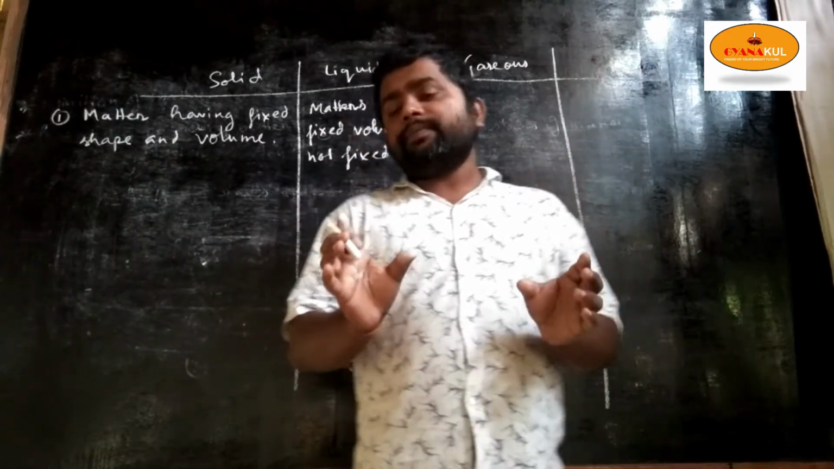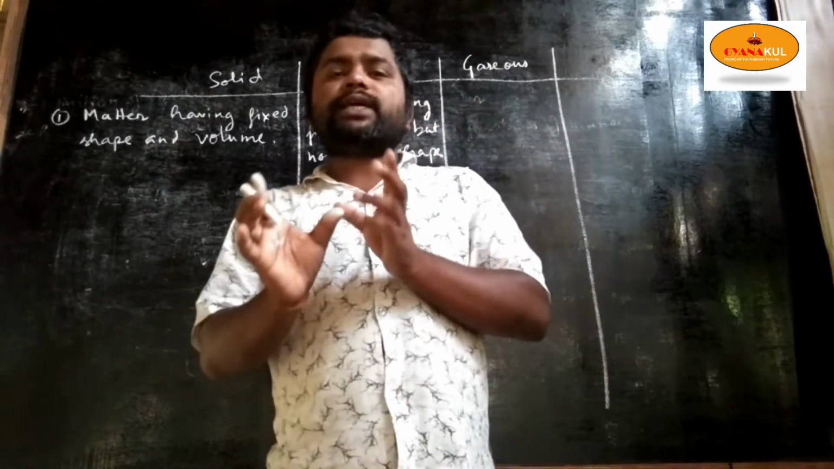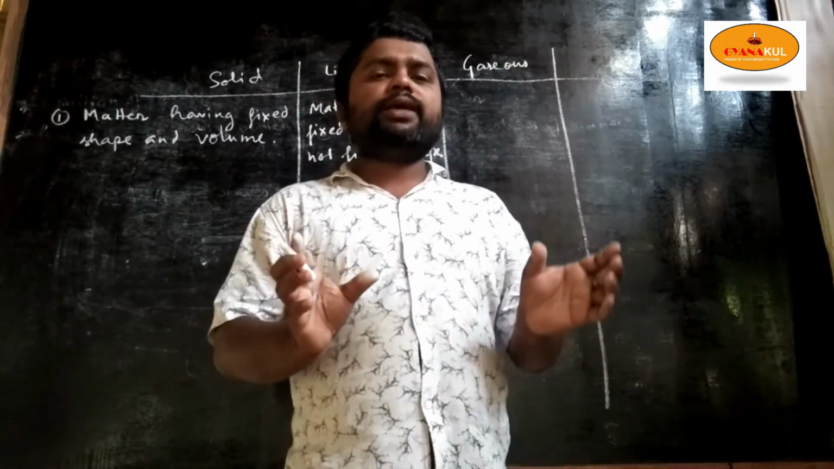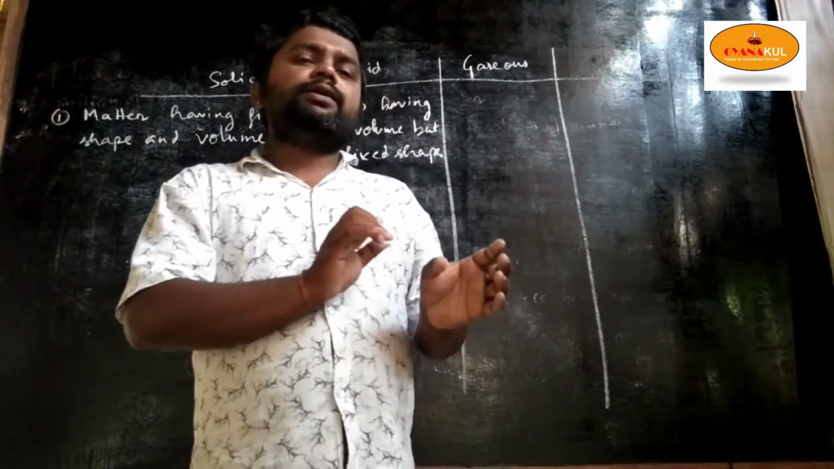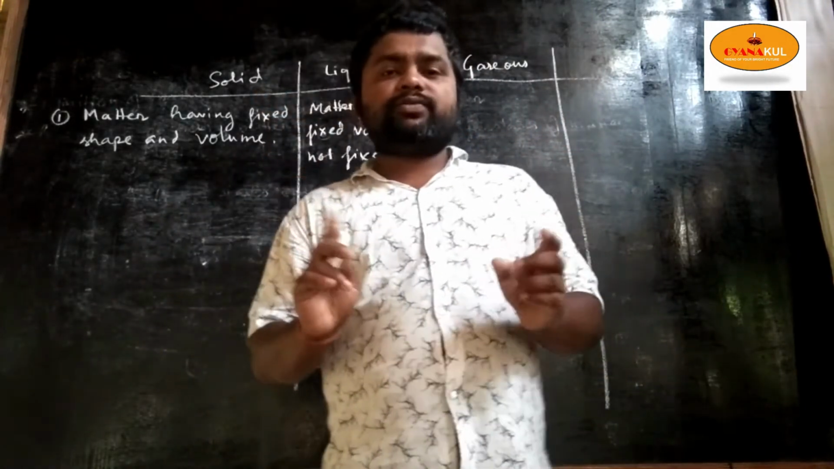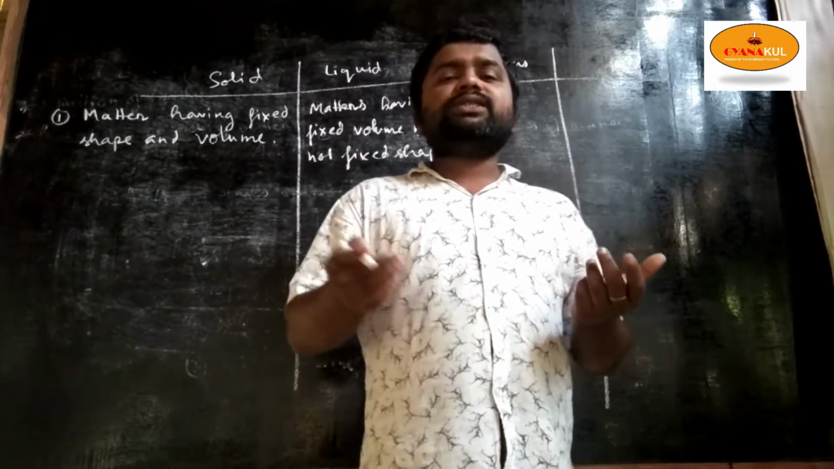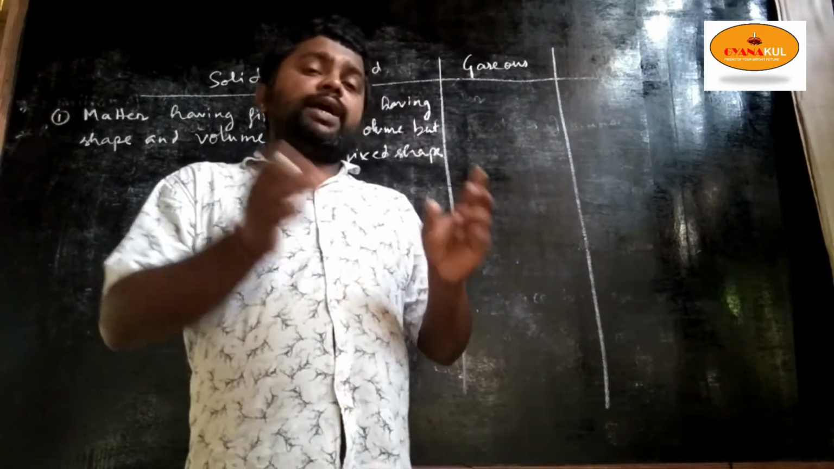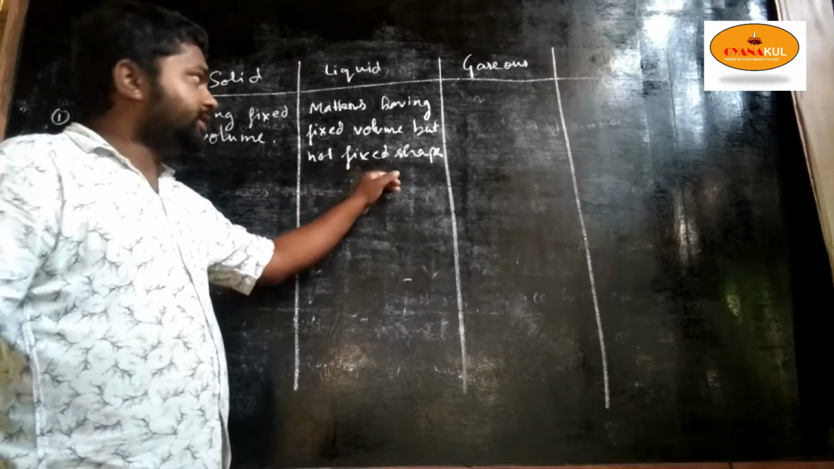But it does not have a fixed shape, because if you put this in a jar, it will take the shape of the jar, and if you put it in another container like a bottle, it will take the shape of the bottle. So it does not have fixed shape. But do we have fixed shape or not? Yes, we have fixed shape because we are solid, and liquids do not have fixed shape. This definition is clear, I think.